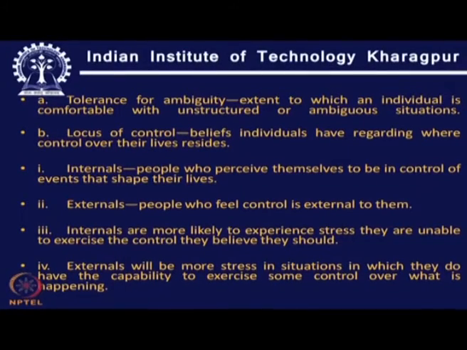And these personality factors are, of course, tolerance for ambiguity, the extent to which an individual is comfortable with unstructured or ambiguous situations, and locus of control, the beliefs individuals have regarding where control over their life resides. Internals are people who perceive themselves to be in control of events that shape their lives, and externals are people who feel control is external to them. Sometimes internals are more likely to experience stress because they are unable to exercise the control they believe they should have over the consequences and the way of doing things.